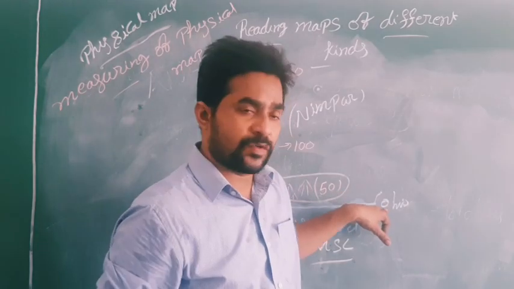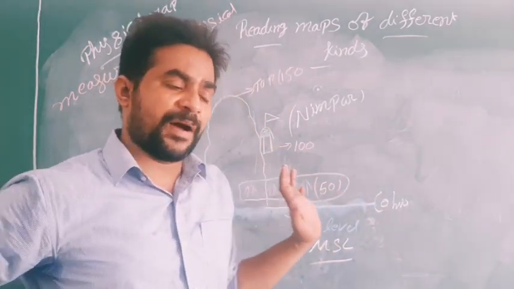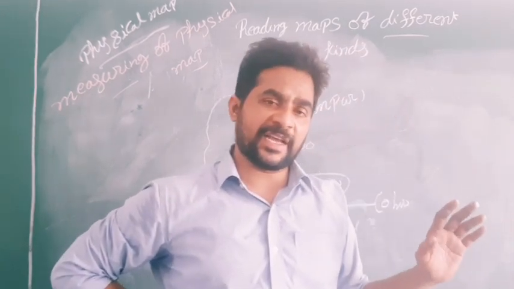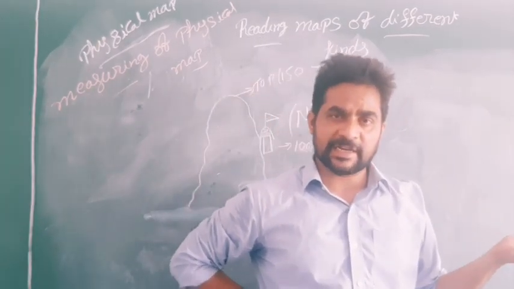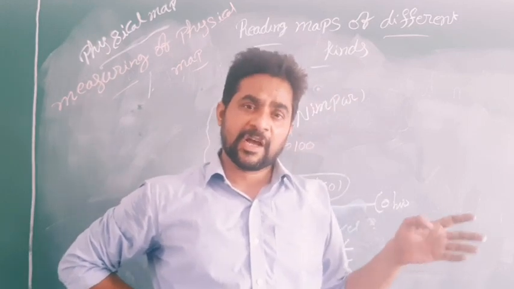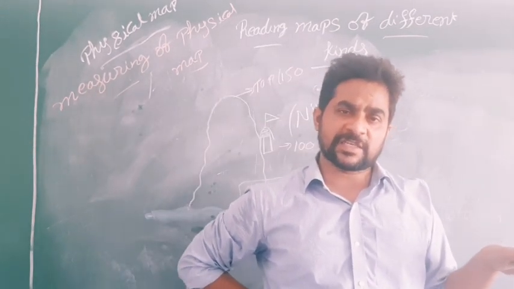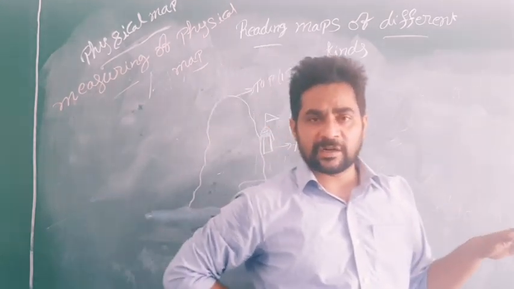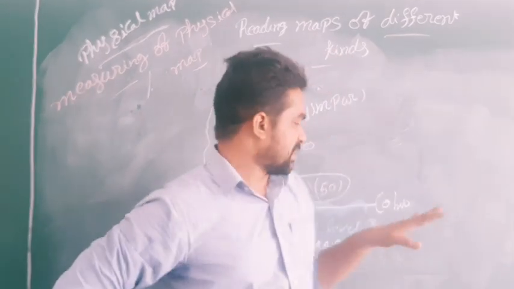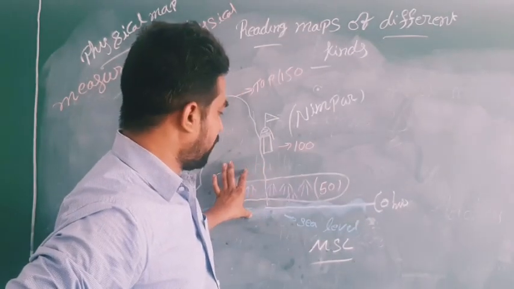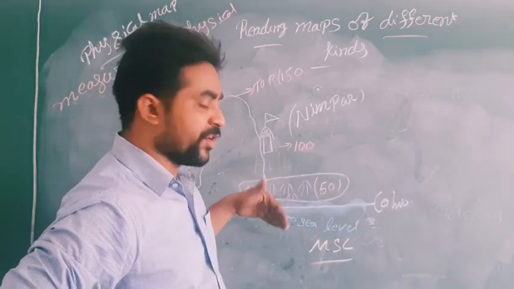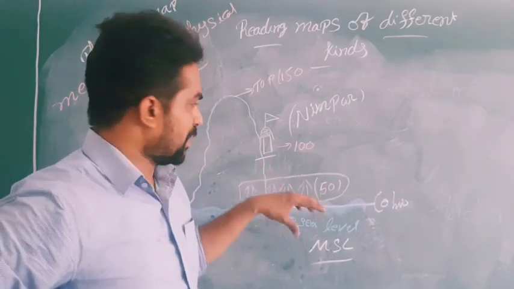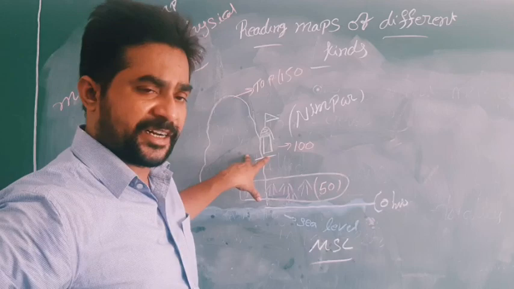It is not equal to the sea level. There are some places that are near the sea level, where the height of the area is between 20 meters, 15 meters or 10 meters. When places are near the sea level, there is a chance of being drowned under the water. But here the Nimpur village is found above 50 meters height. Similarly, the temple of this village was located at 100 meters height.